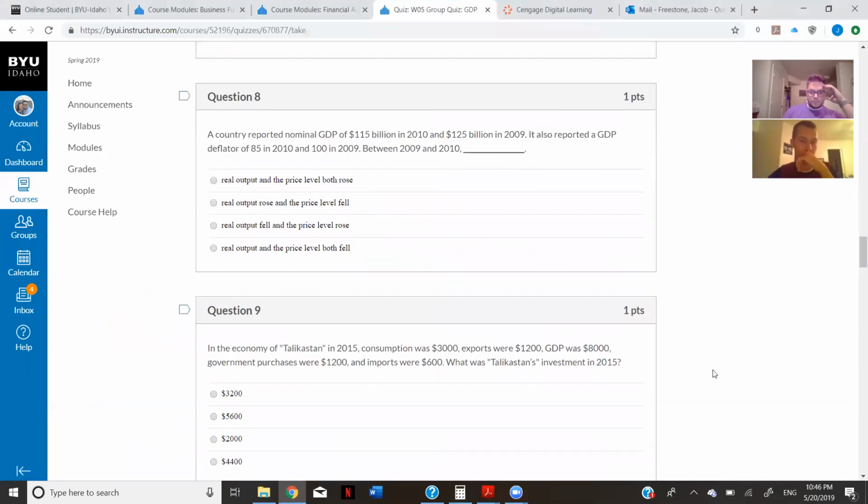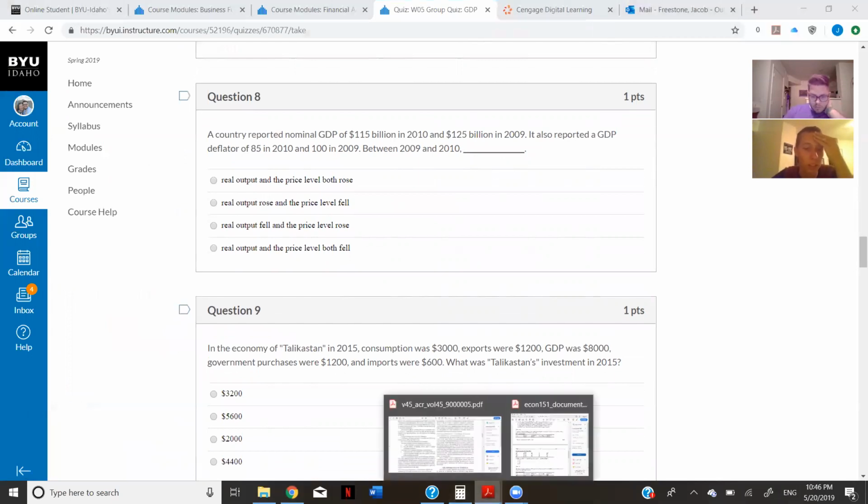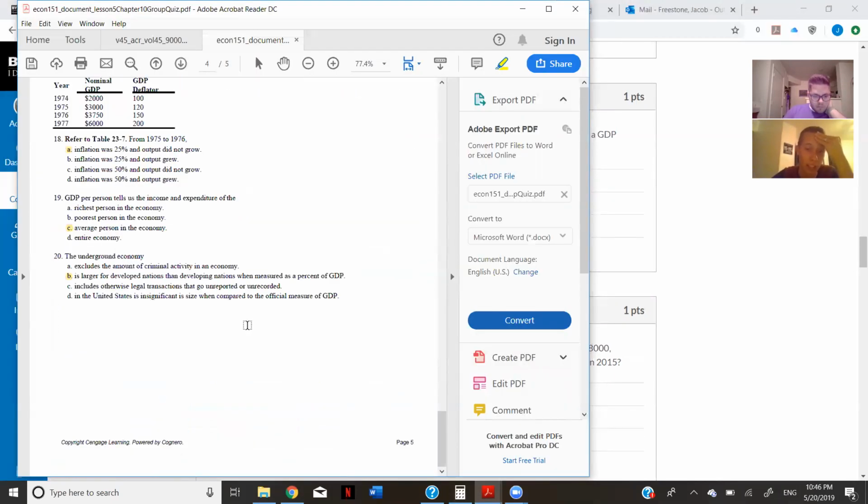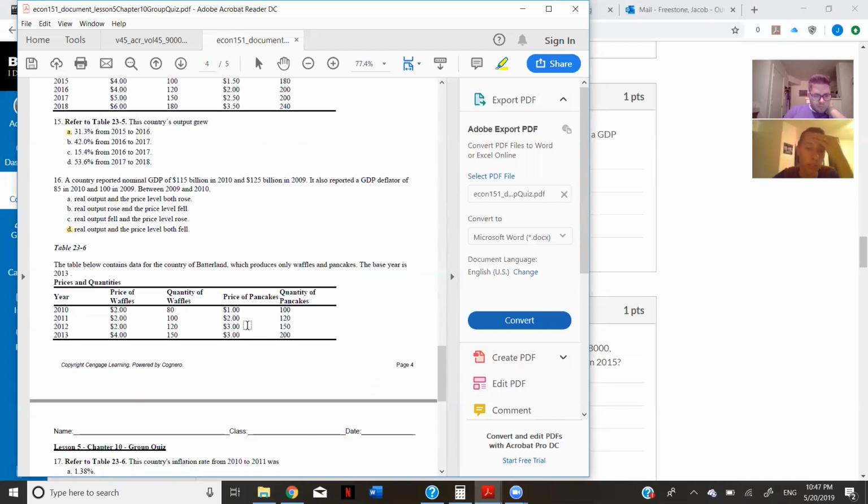Number 8 is the country reported nominal GDP of 115 billion in 2010. So I got real output rose and price level fell. Real output rose and price level fell. I think so. Let me double check. What did you get? I put D, real output and the price level both fell because GDP is a smaller quantity plus the inflator went up.